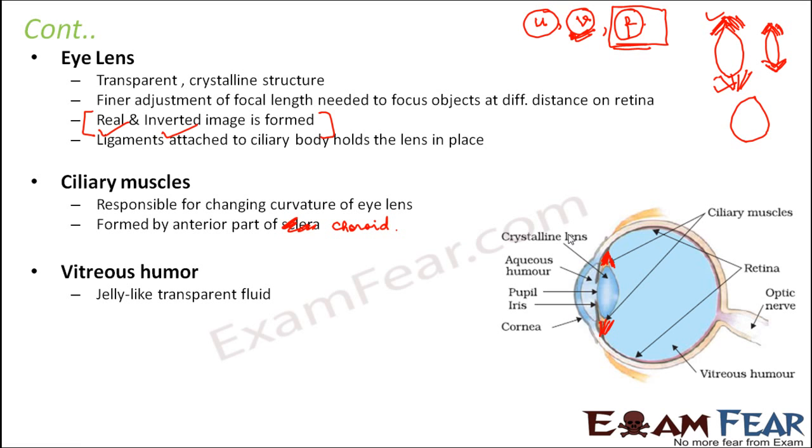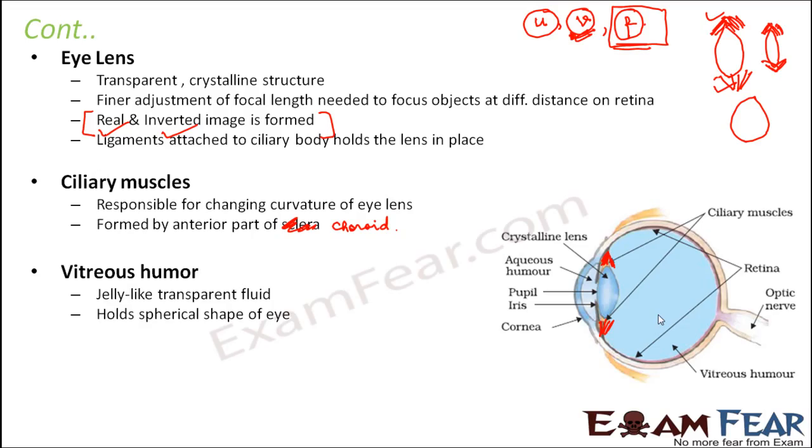Vitreous humor, it is a jelly-like transparent fluid which fills the entire space between retina and the lens. And due to the presence of this fluid, the spherical shape of the eye is retained. Because if you look at the entire structure of the eye, most of the space of the eye is filled with this gel-like fluid. If this fluid is not there, it is almost like a balloon. Let us suppose you fill the balloon with air or with water, so it retains a particular shape, whether it is oval or spherical or whatever, that particular shape is retained.